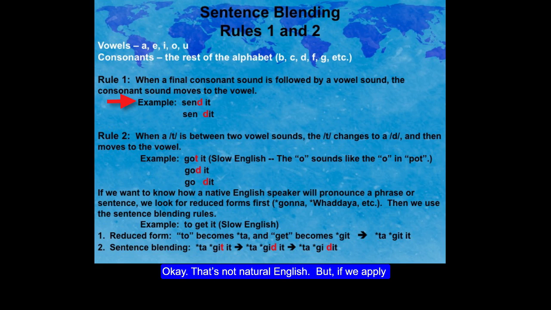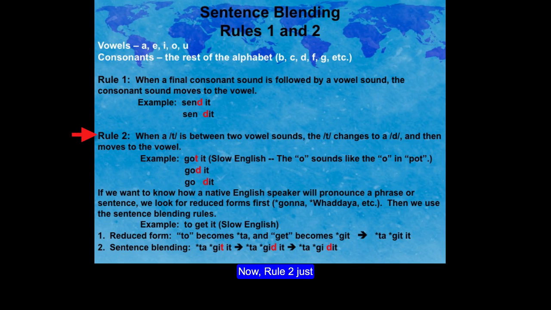Okay, that's not natural English. But if we apply the sentence blending rule, we will see that the d sound moves to the I, and the real pronunciation becomes send it. Send it. Send it today.